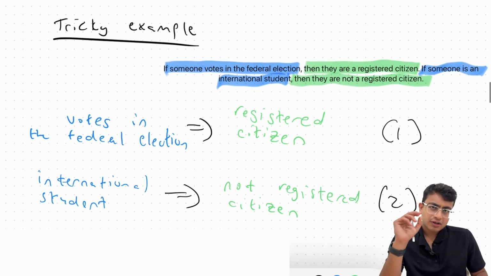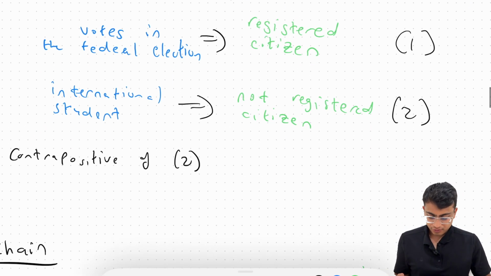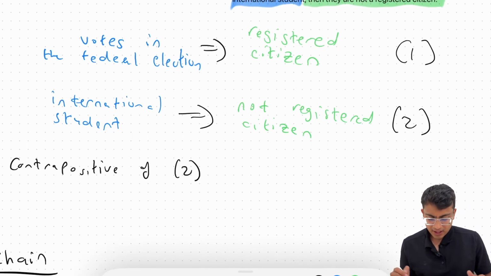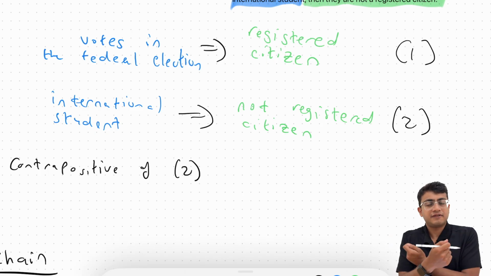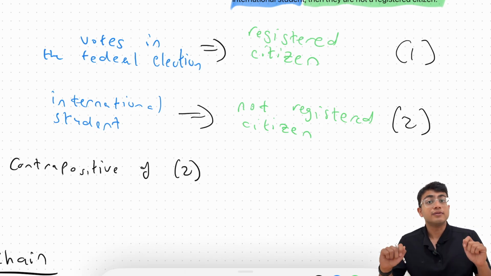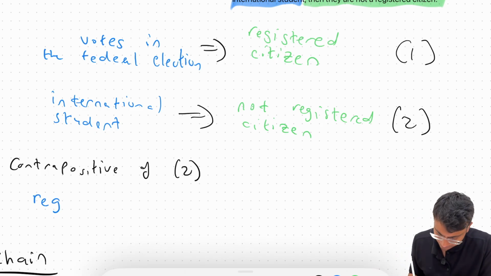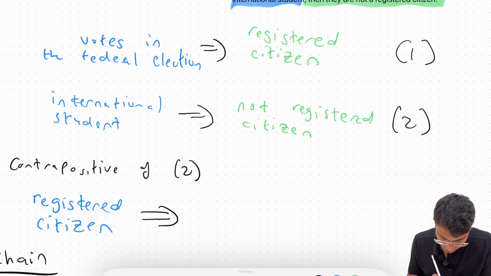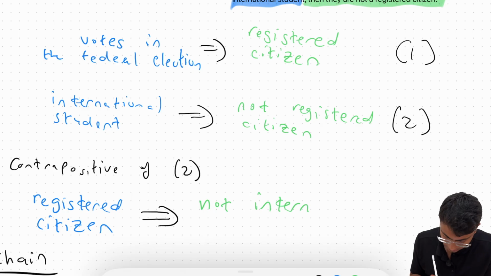But let's check out the contrapositive of diagram number 2. And I hope you remember what the contrapositive is. It allows us to flip the left and right side, but in order to flip, we need to negate. So this becomes registered citizen. That is the negation of the right side of diagram number 2. And the negation of the left side is not international student.